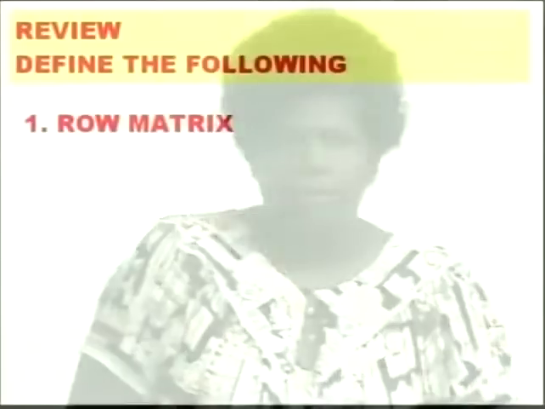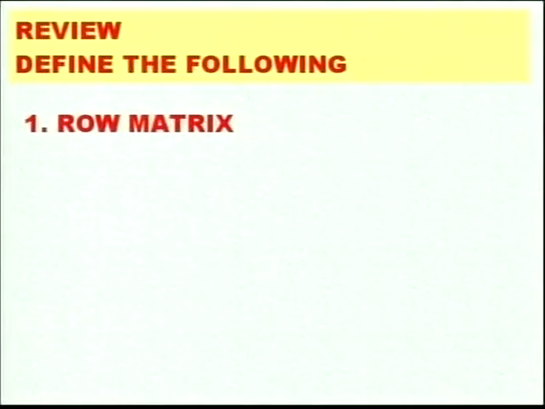We looked at the types of matrices in our previous lesson. So you have to define the following. Number one, what is a row matrix? We'll start from Solomon. Tell us what a row matrix is. A row matrix is a matrix having only one row. Okay, it's a matrix having only one row.